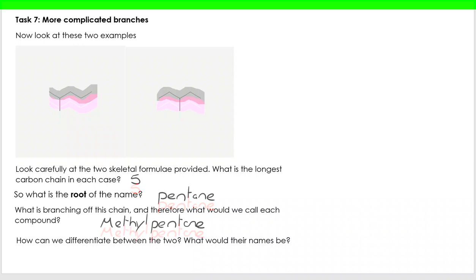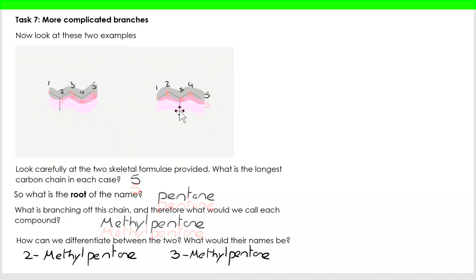But we have a problem because these compounds are not identical. So we need a way of differentiating between this methyl pentane and this methyl pentane. Here's what we do. We number the carbons, 1, 2, 3, 4, 5, and then I'm going to number the position of my methyl group. So this one is 2-methyl pentane because the methyl is on the 2nd carbon, but this one is 3-methyl pentane because the methyl is on the 3rd carbon.